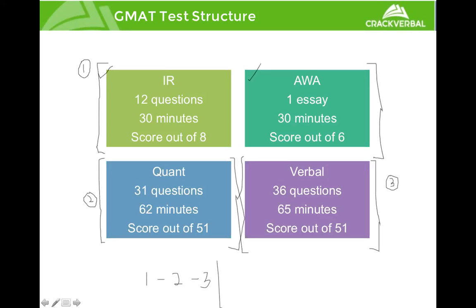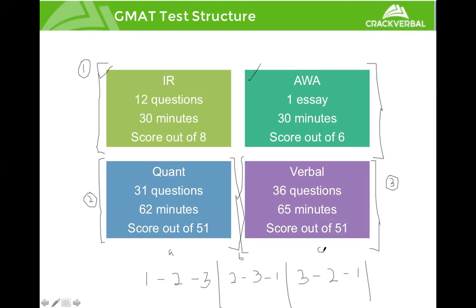Okay, option number 1. Option number 2, you can start with quant, section 2, then you can take verbal, section 3, then you can take IR and AWA, which is the last section. Or you have a third option. In that third option, you start with verbal, you go to quant, and then finally you take IR and AWA. You can take any of these. I'm just going to label it as A, B, and C. You can take any of these section orders for your test. I'll just get a little into the pros and cons.